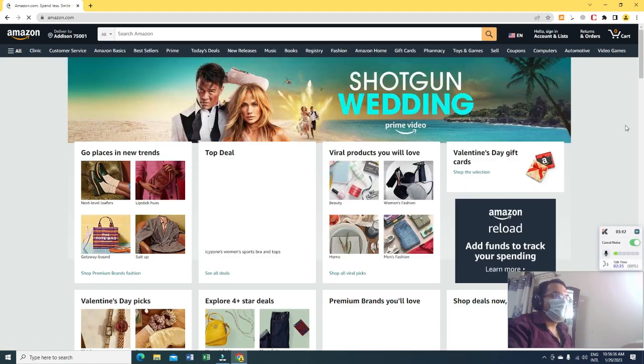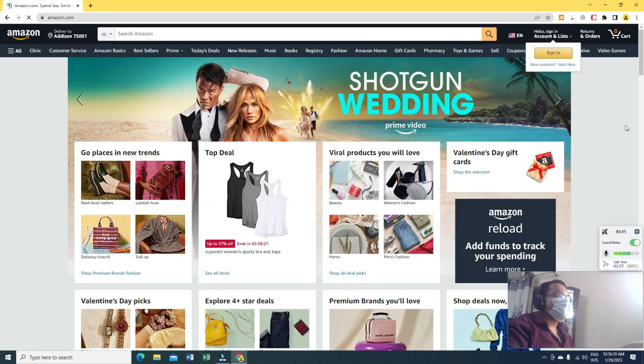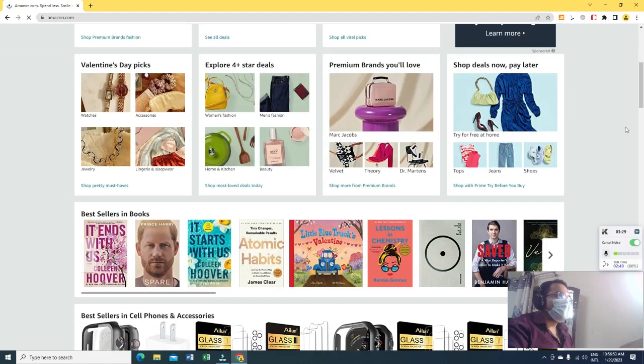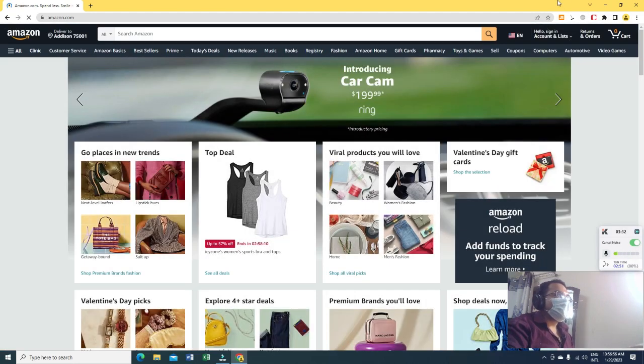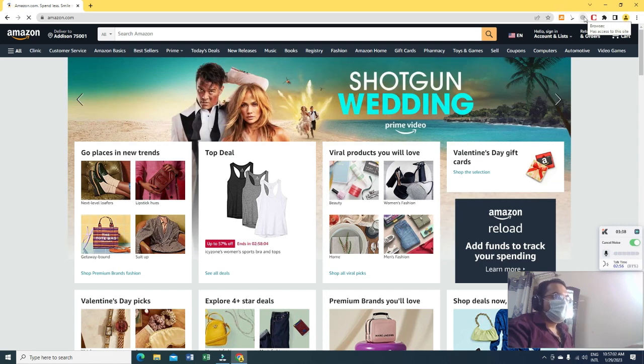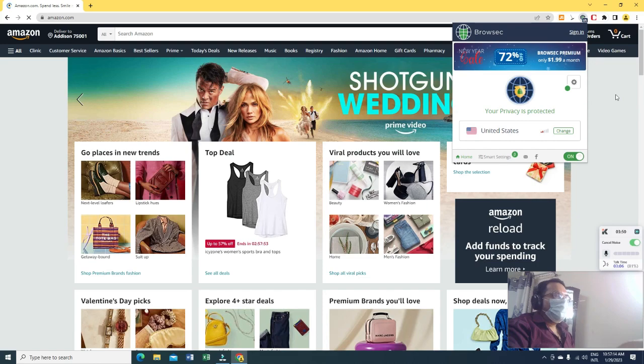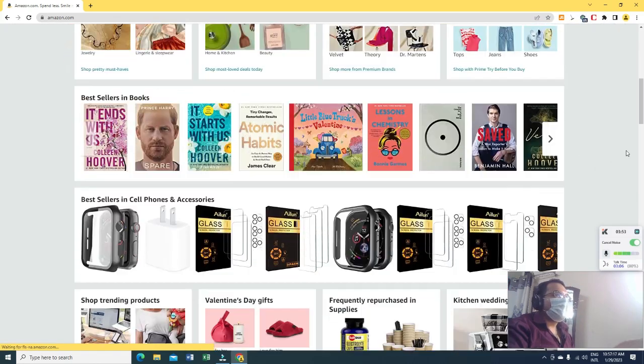Over here we've got Amazon.com, and we've got the interface. First of all, make sure you have your VPN connected. Make sure your VPN is on. It's a free VPN called Browsec, and it's on. Then we have a look through these products.